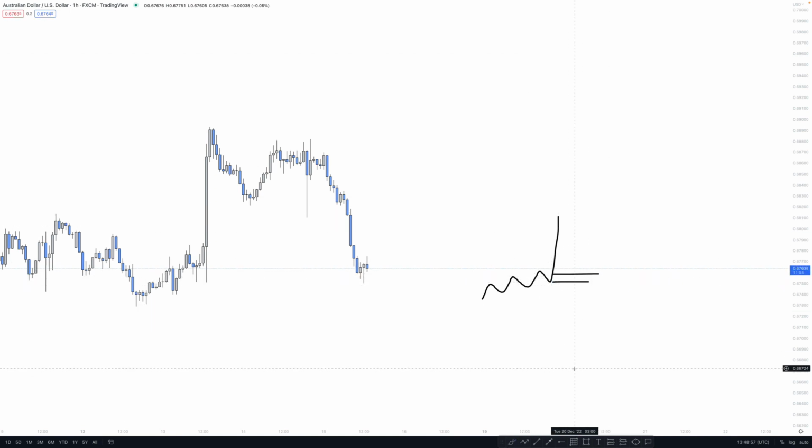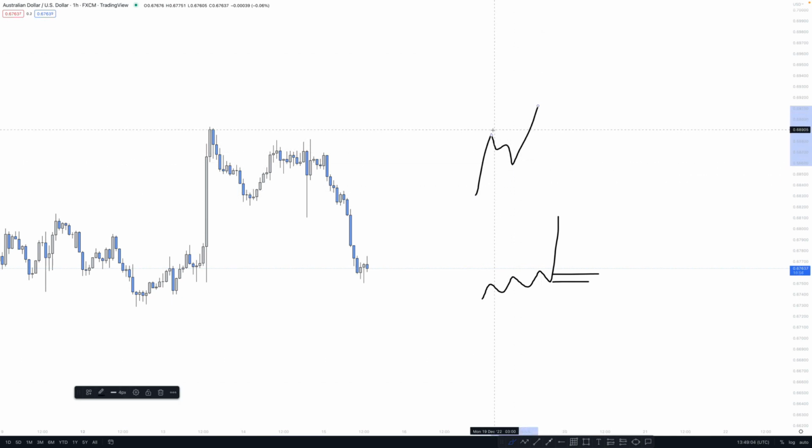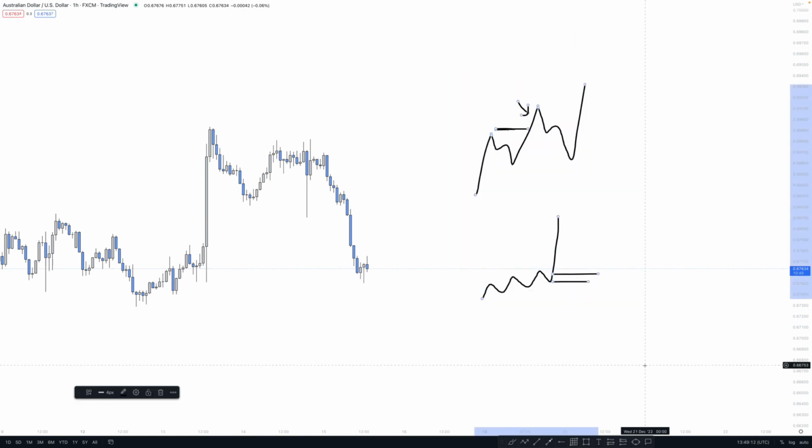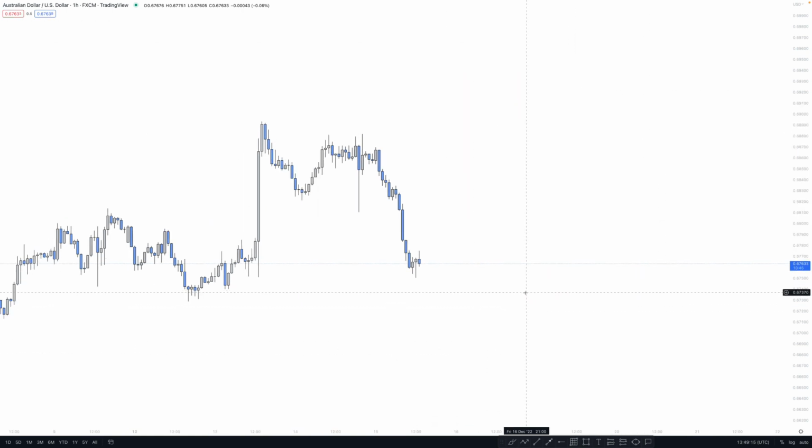So I do not consider this a valid continuation. If I trade continuation trades on AUD/USD, I need to see impulse, I need to see correction, I need to see impulse, I need to see this high taken out impulsively. This momentum needs to be clean, and I want to see a beautiful continuation to the upside. Okay, this is how I trade continuation trades on AUD/USD.